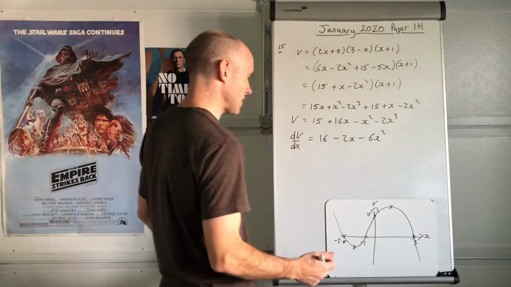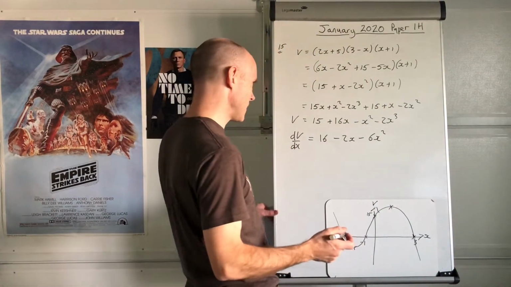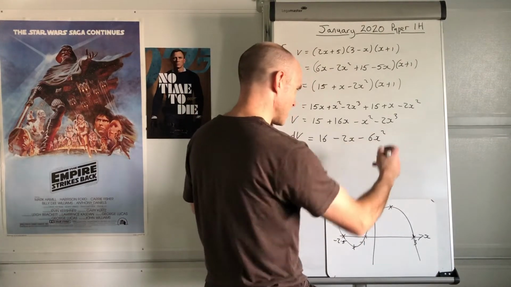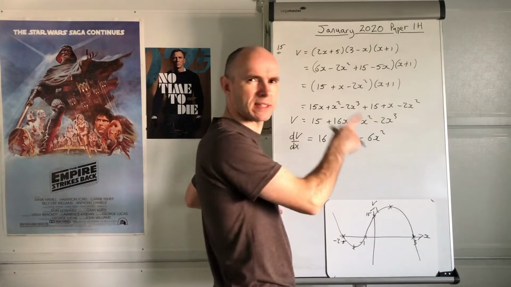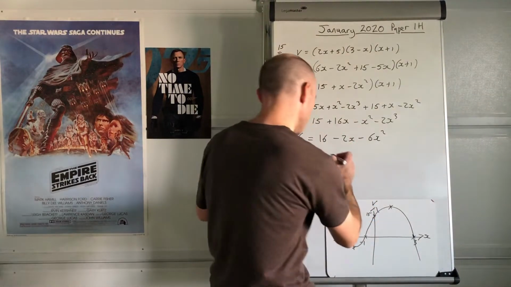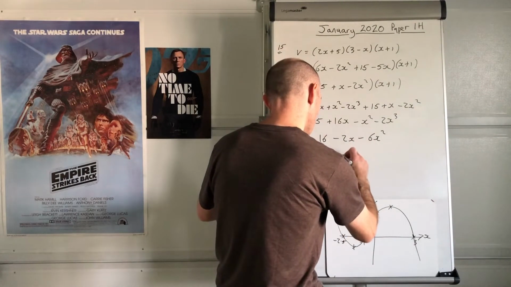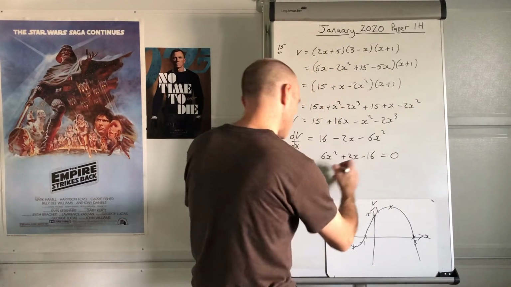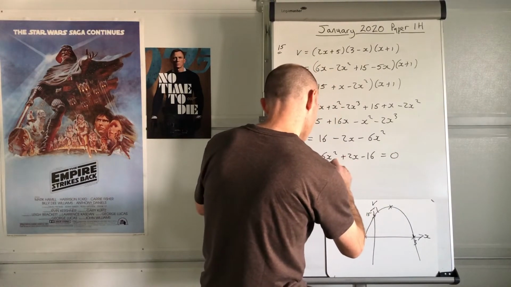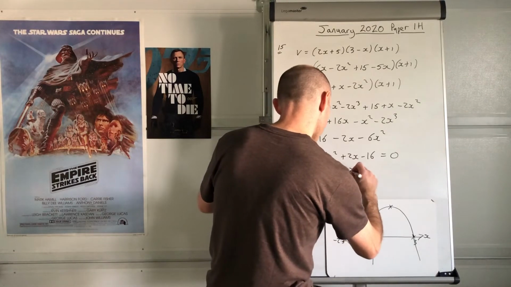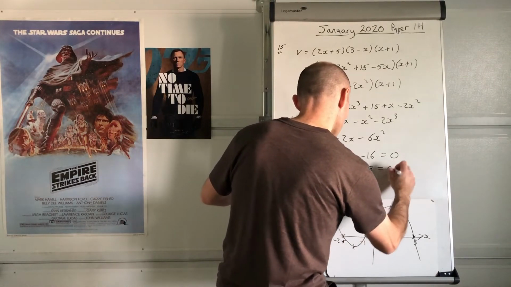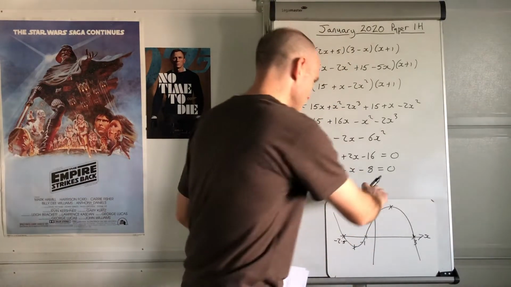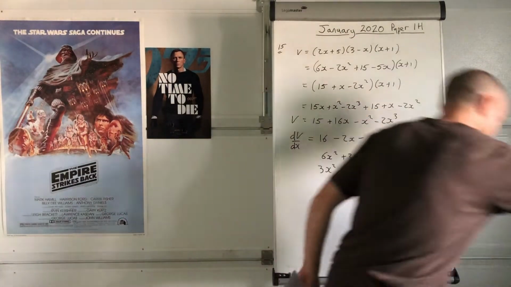As I said, you've got to set that equal to 0. Now what I do is multiply throughout by negative 1, because I really don't like the x squared term to be negative. So I'm going to write 6x squared plus 2x minus 16 equals 0. I can see I can divide everything by 2, so 3x squared plus x minus 8 equals 0. I'm going to quickly check to see if I can factorise that. How am I going to check to see if I can factorise that?